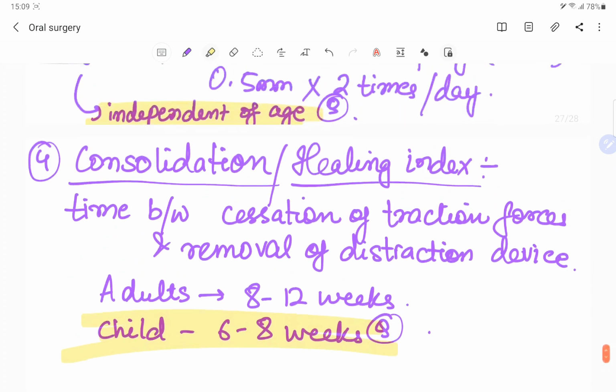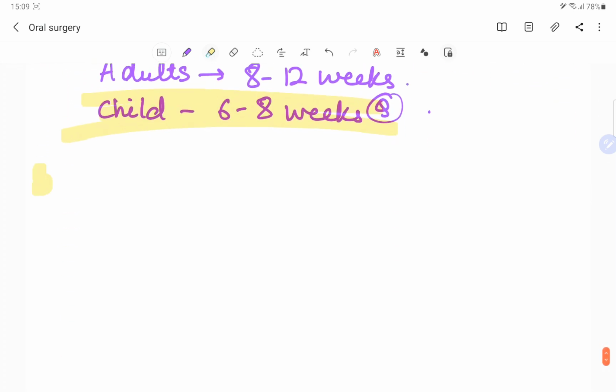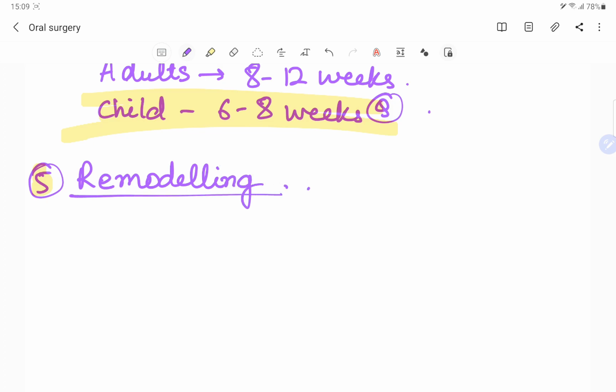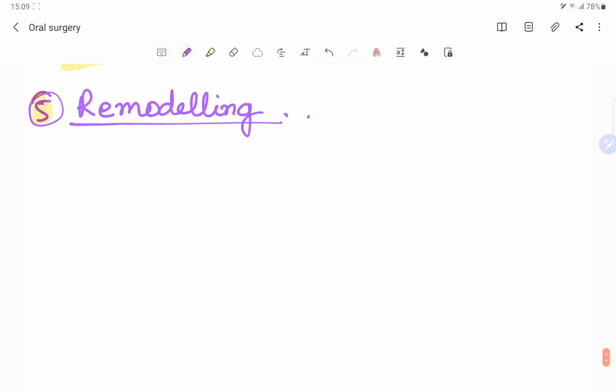Then the last stage we have is the remodeling of the bone. So this is the time when the bony callus is finally formed into bone. So the time period when the woven bone becomes the cancellous bone, wherein we can apply fully functional forces, right? So wherein the bone is fully formed. So that is the remodeling of the bone.